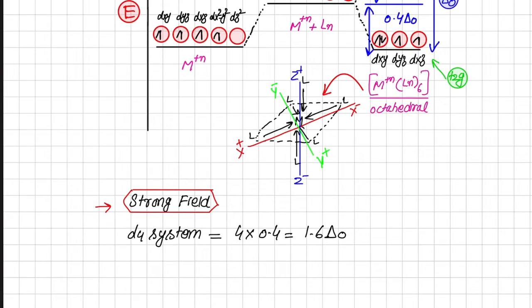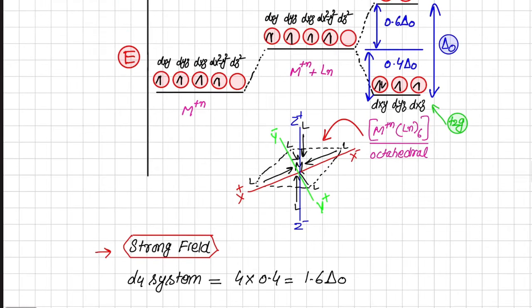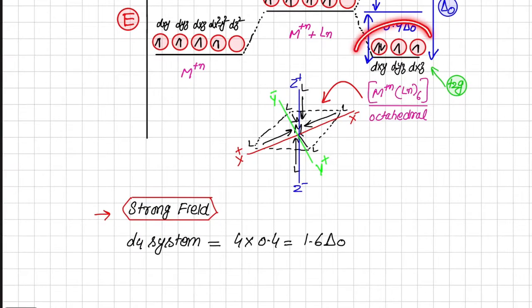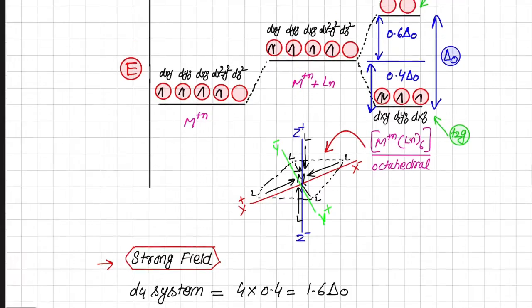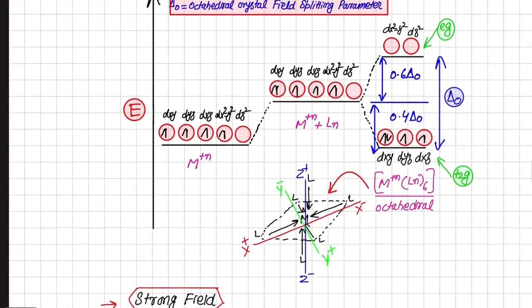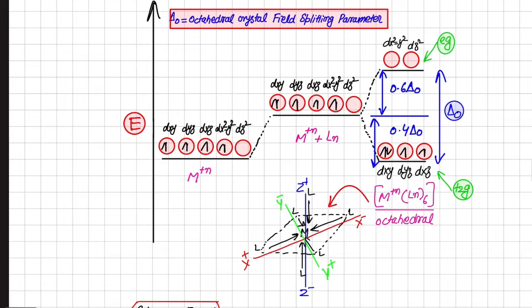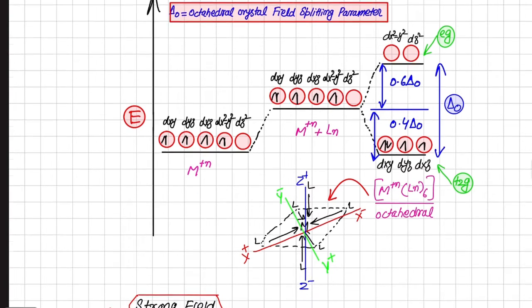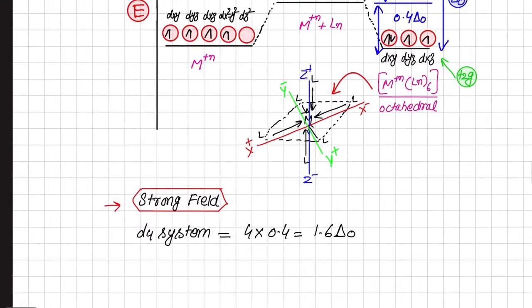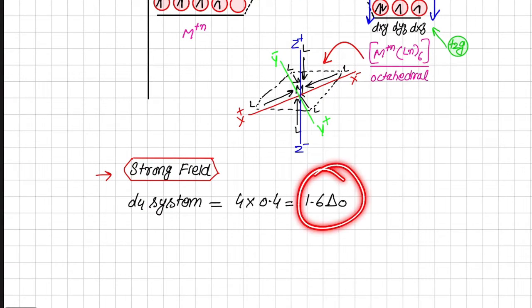In this case, ligands such as carbonyl and cyanide are present. So in this case this gap is greater. All electrons will be placed here in the dxy, dyz and dxz orbitals. So for the d4 system, 4 electrons, and each value for these orbitals is 0.4 delta O. So 4 multiplied by 0.4 is equal to 1.6 delta O. So the crystal field stabilization energy for the d4 system for chromium, molybdenum and tungsten, in the case of strong field ligands, is calculated to be 1.6 delta O.